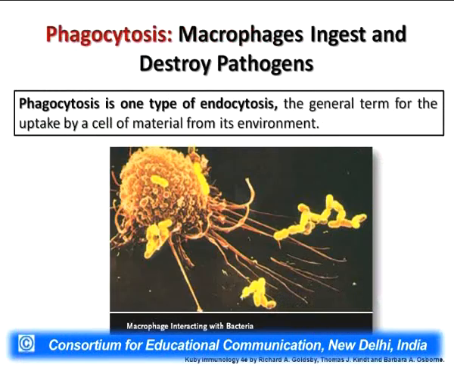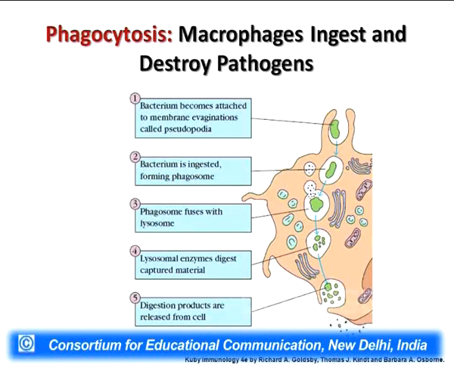Now how exactly does the phagocytosis process take place? Phagocytosis is the process in which macrophages ingest and destroy pathogens. Here we can see a macrophage ingesting, or phagocytizing, the bacteria present in close proximity in its environment. So phagocytosis is the process where these macrophages ingest and destroy these pathogens.